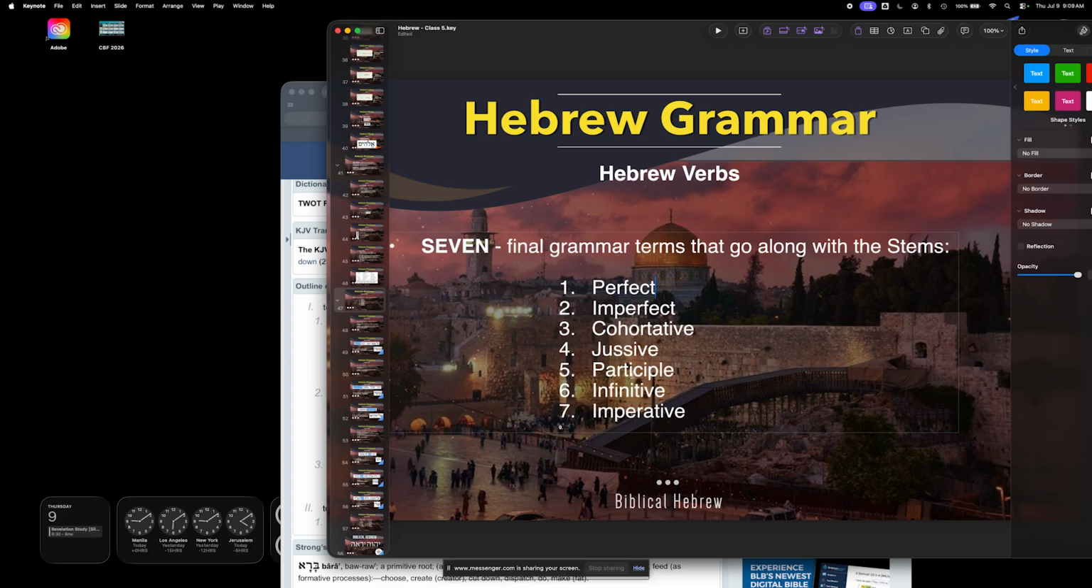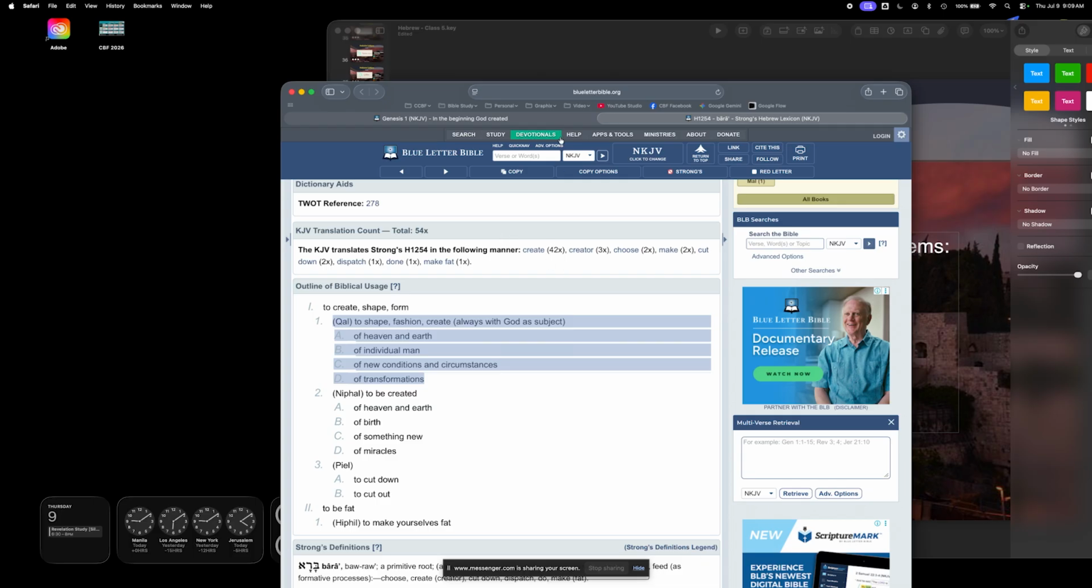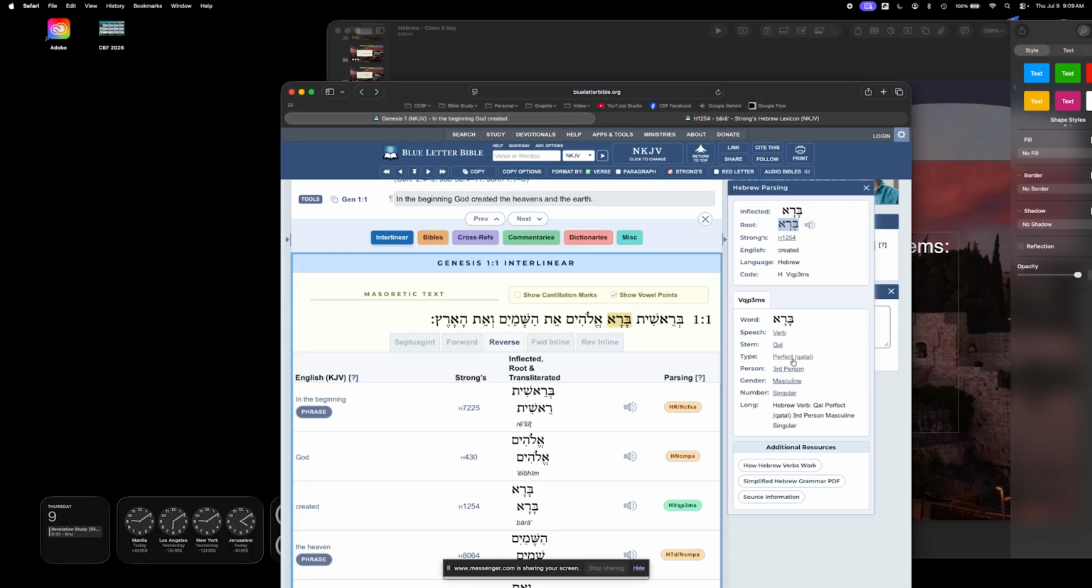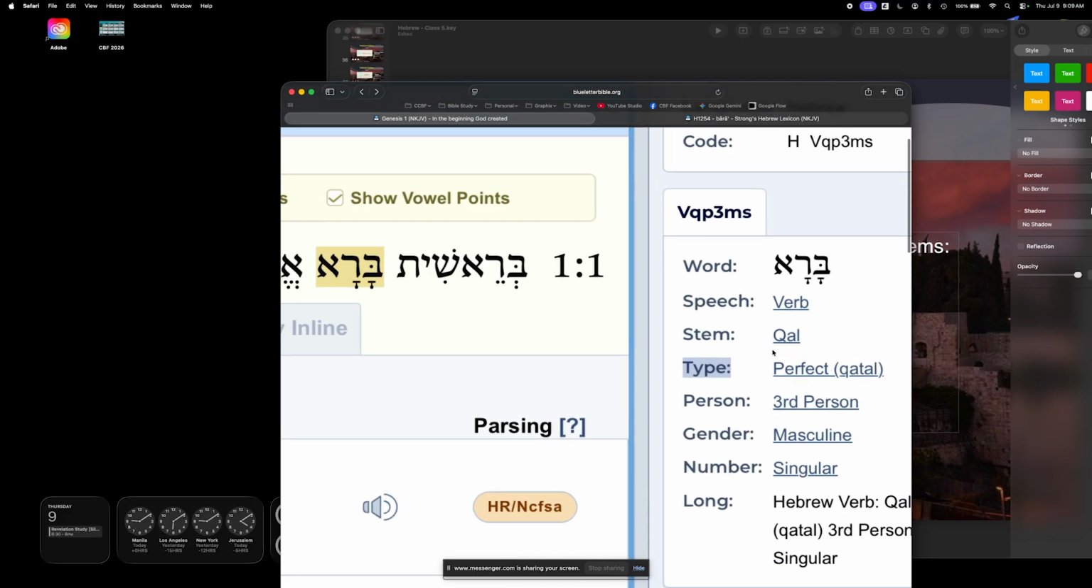Now, let me show you, first of all, where these pop up so you know we're going to see them. So if I go to a verb, any verb, you're going to notice that I've got a stem and then a type. Do you see the type there beneath the stem? Let me move this up so you can see it easier.